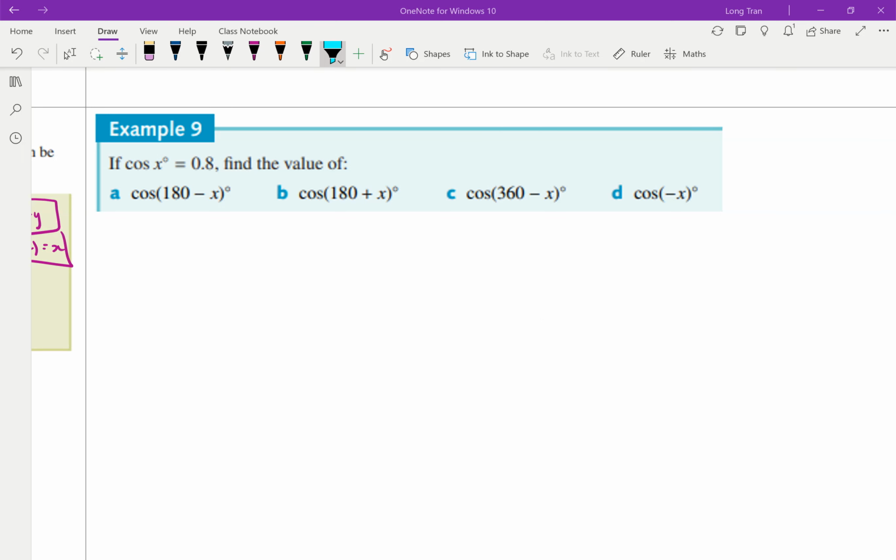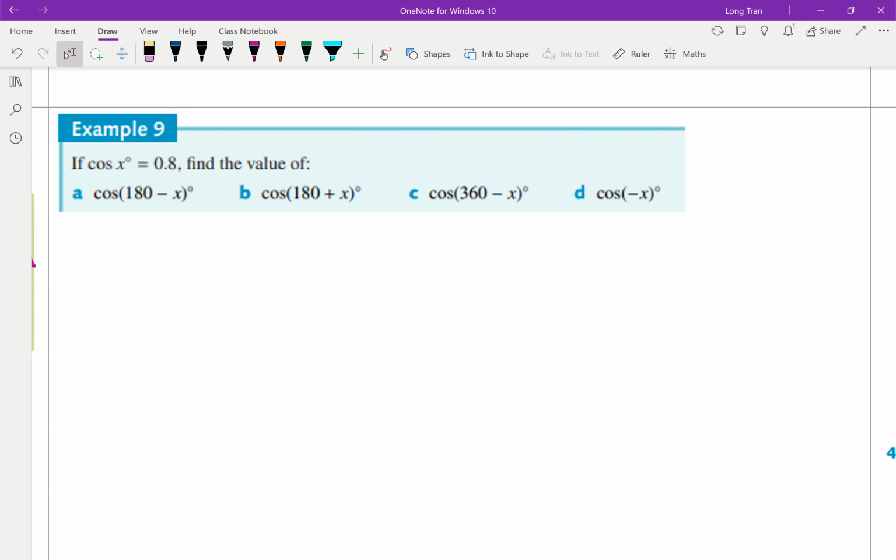Hey there, Year 11s. We're now going to do an example using symmetry properties to answer these questions here. So cos of x is equal to 0.8. I always like to visualize what we currently have. So let's try to visualize.